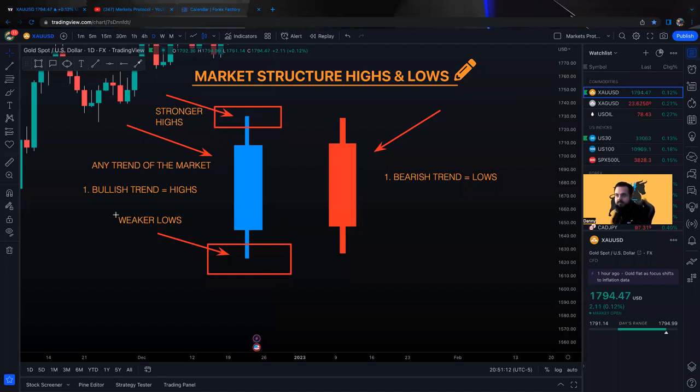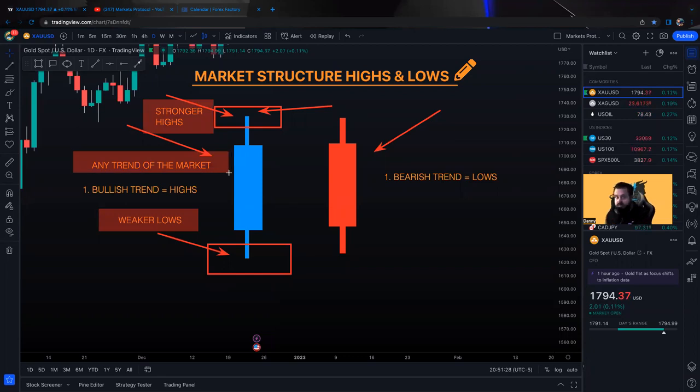So, things to remember for a bullish candle when it comes to market structure: the lows will be weaker and the highs of the bullish candle will always be stronger highs, regardless of the trend. It could be trending up, it could be trending towards the downside. And lastly, in a bullish trend, highs are important, not the lows.